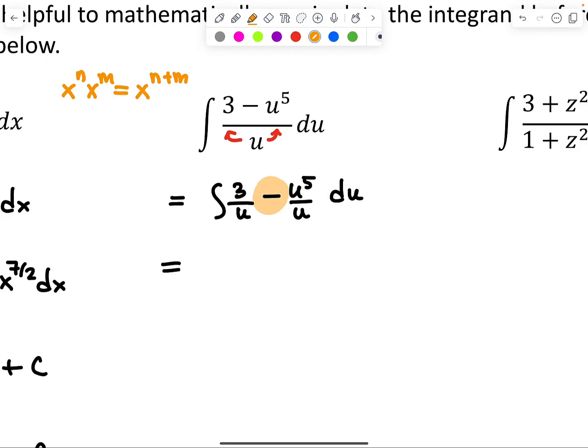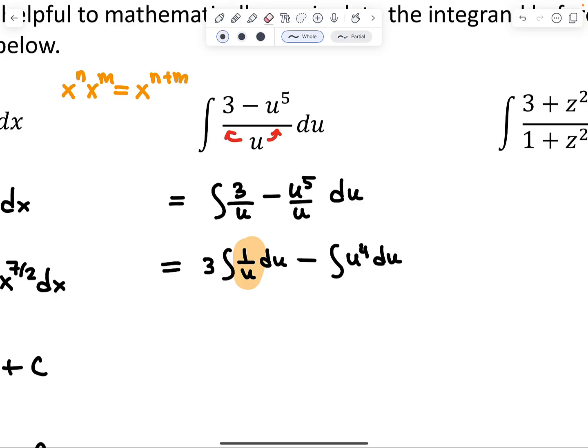Now we have subtraction of two terms, so I can integrate term by term. I can factor 3 out of the first integral. We have integral of 1 over u du, and then minus this integral, u to the 5th over u just becomes u to the 4th du. This could be rewritten as u to the minus 1, but the antiderivative of u to the minus 1, or the antiderivative of 1 over u, both result in the natural log.